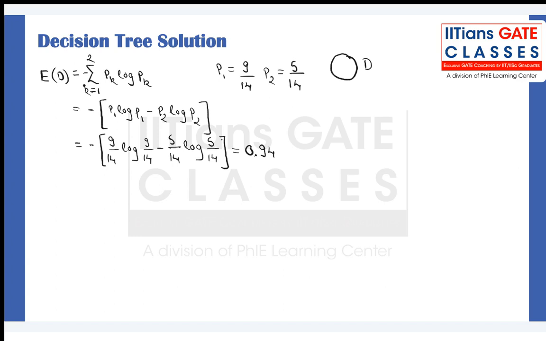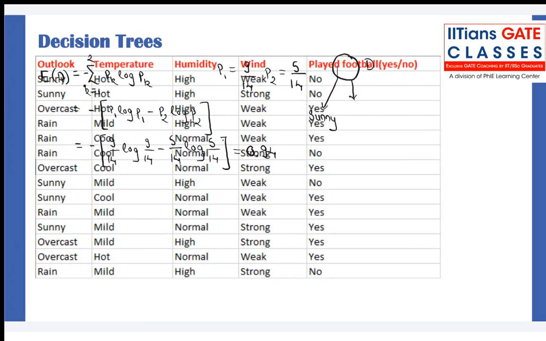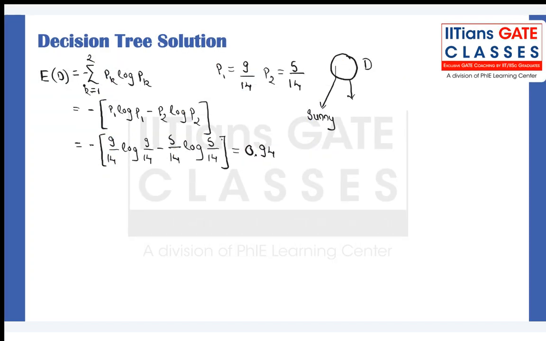Now, what we have to do is consider each feature. So first, let us look at outlook. Outlook is divided into three different values. One is if it is sunny, another is if it is overcast, or it is rain.